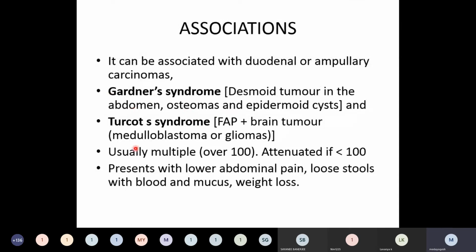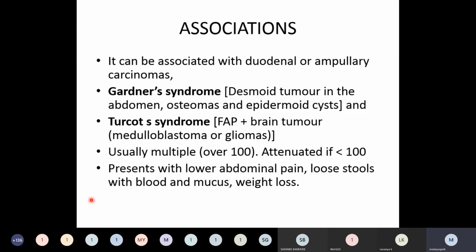then the patient most likely has Gardner syndrome. And if the patient has features related to CNS disorders, which can be a brain tumor like medulloblastoma or gliomas, and has polyps in the colon, it is called Turcot syndrome. So these are the two syndromes commonly encountered with FAP.